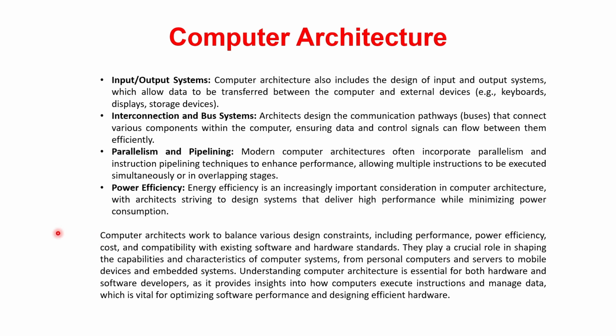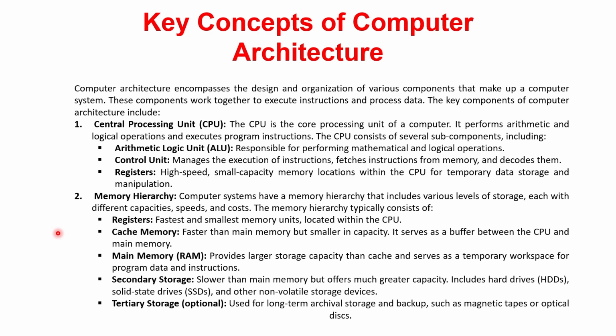Okay, so here are some key concepts of computer architecture. First is the central processing unit or CPU. The CPU is the core processing unit of a computer. It performs arithmetic and logical operations and executes program instructions. I hope you studied all those things in your earlier courses as well. So we will just quickly go through all these architecture components.